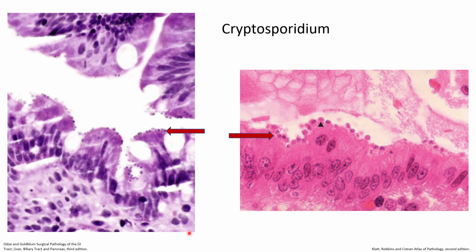In this slide, we can see pictures of Cryptosporidium. Cryptosporidium appears as a basophilic, which means dark, spherical body that is present on the surface of enterocytes. So here we can see the Cryptosporidium organisms that are present on the surface. And here also we can see them. So they appear as blue beads.